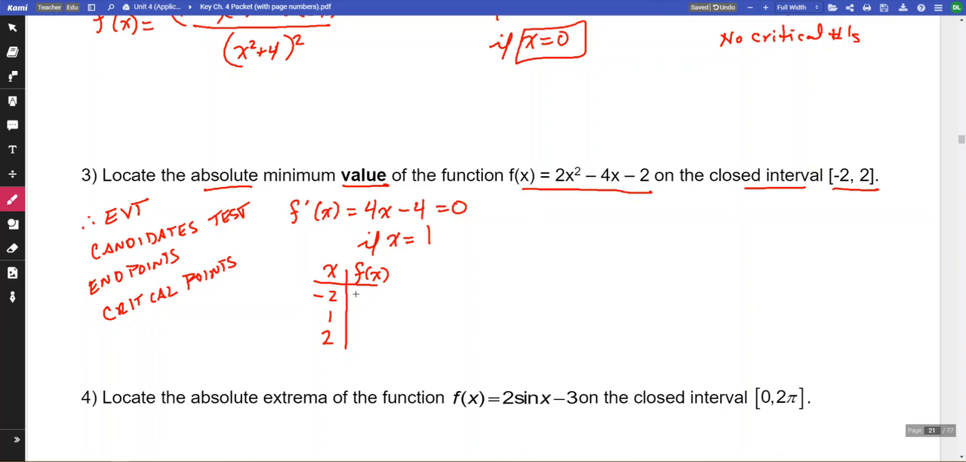F of negative 2 is going to be 2 times 4 minus 8 minus 2. F of 1 is going to be 2 minus 4 minus 2.